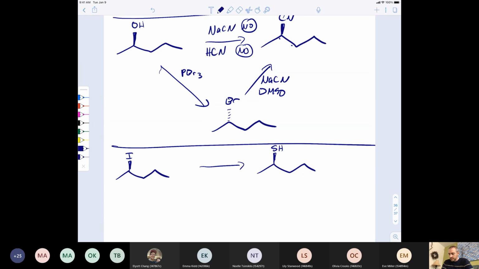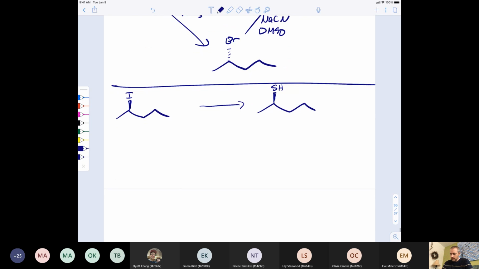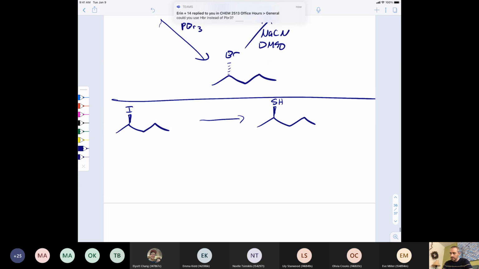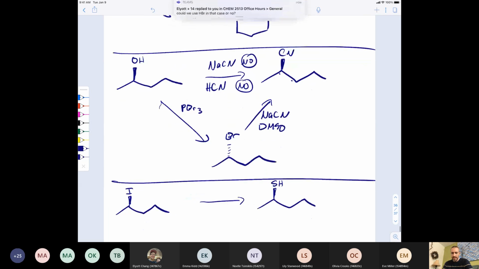How about something like this? SH, the sulfide. When do you see these? Well, you see these when you do SN2s. Could you use HBr instead of PBr3? The answer to that is no. Because if you used HBr instead of PBr3, you're going to get not inversion, you're going to get a 50-50 mix. You're going to get that plus the enantiomer. And then when you get to this step, you're going to get that and the enantiomer.